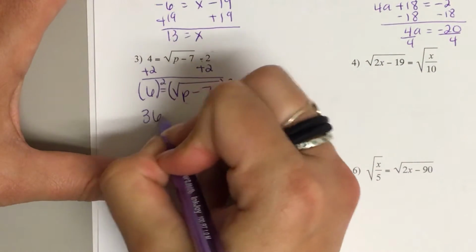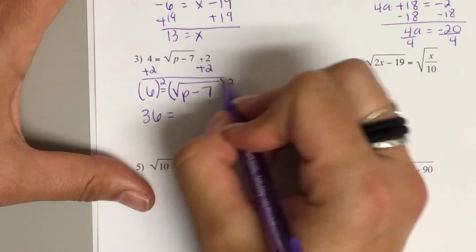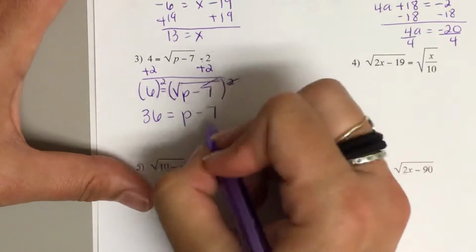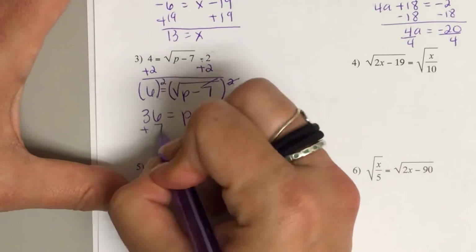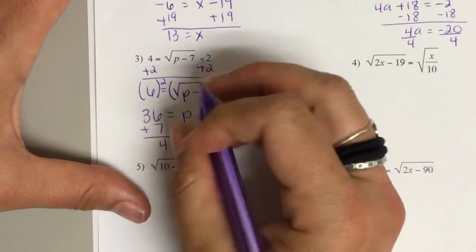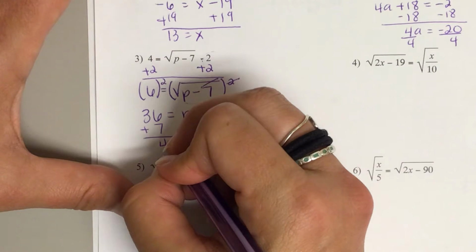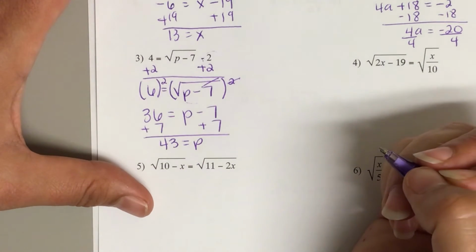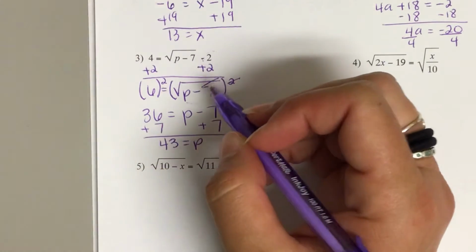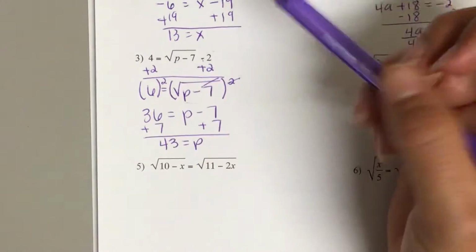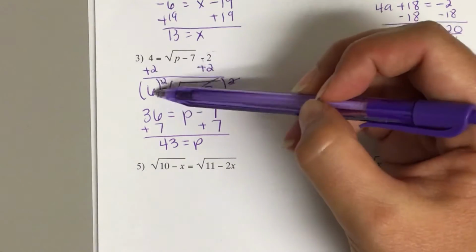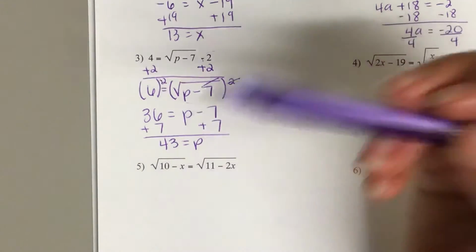So 6 squared is 36. The square root and square cancel each other out, so now we have p minus 7. And then we're going to add 7 to both sides, and I get 43 equals p. Okay, so again, the biggest mistake that I have found that students were making was forgetting to square the 6. Remember that you have to square that and it becomes 36.